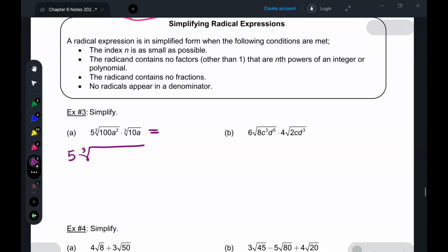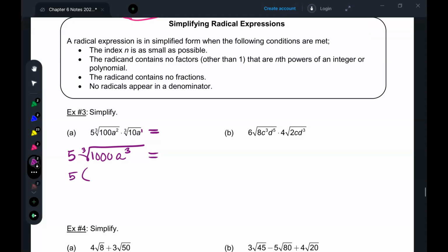Okay. What's 100 times 10? 1,000. I said it backwards. Okay. And a squared times a to the first. Good. And then it would be 5 root 1,000.